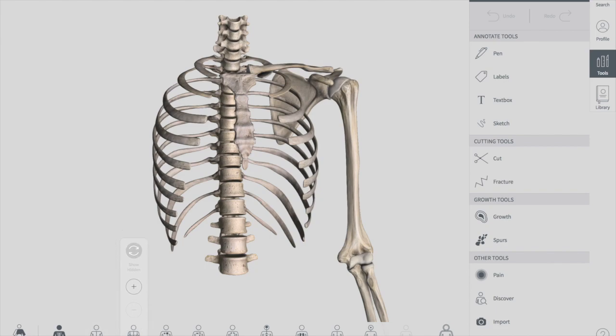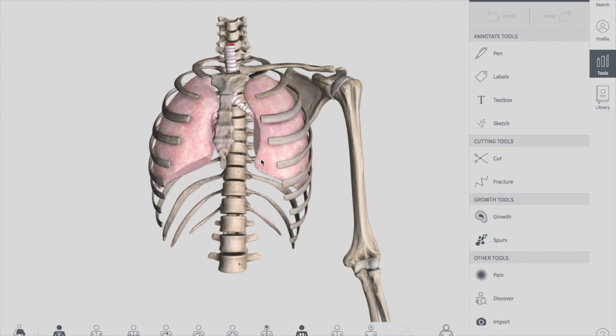Let me see if we get lungs over here. We have got the respiratory system, right? All right, there you go with lungs. So these lungs, and over them we have the pleura, which is a serous membrane.